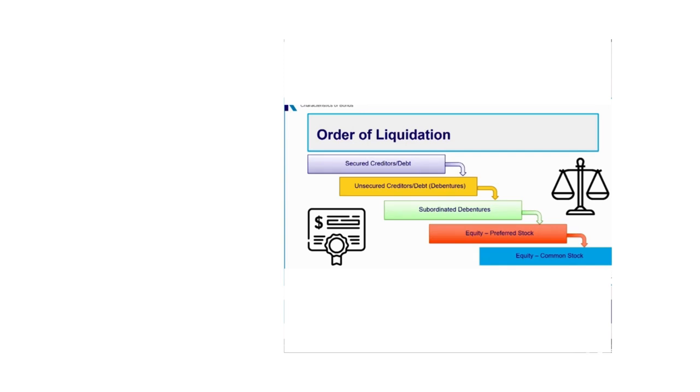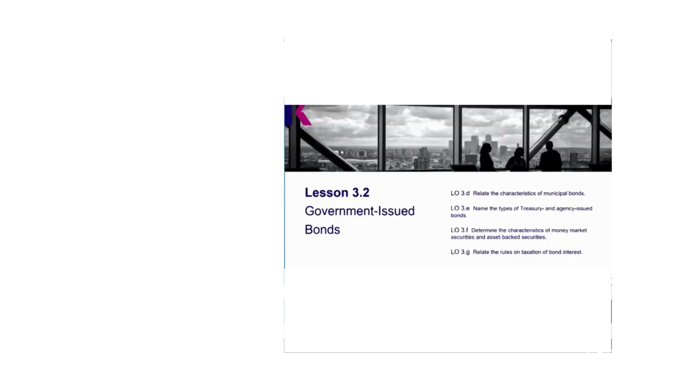Then, if there's anything left over after all the debts have been settled, the preferred shareholders and then common shareholders after that get to divvy up anything that's left. The key here is just to remember the order in which you see everything listed here on the slide, who gets paid first, who gets paid second, and so on.